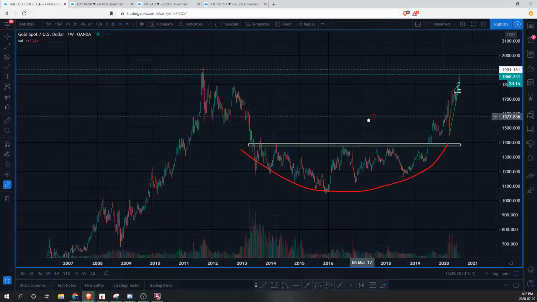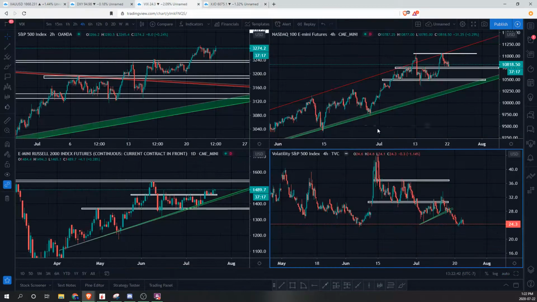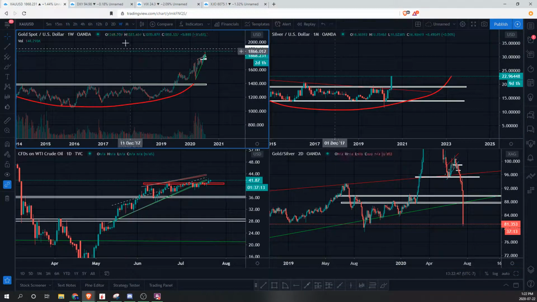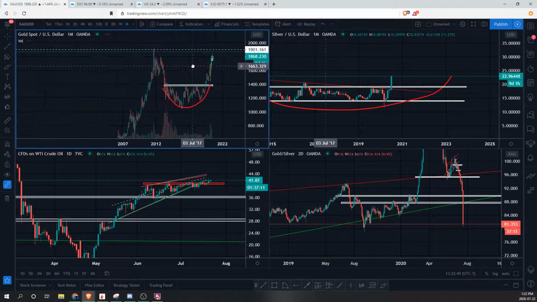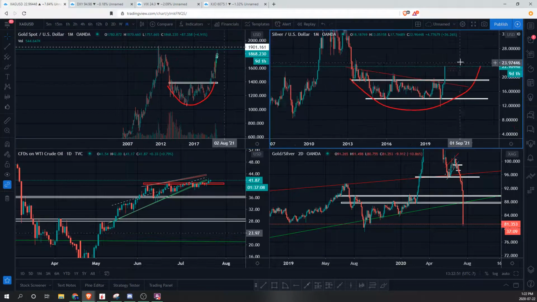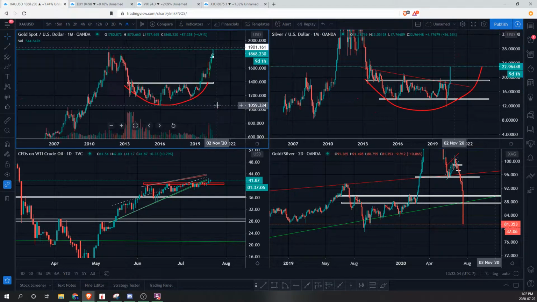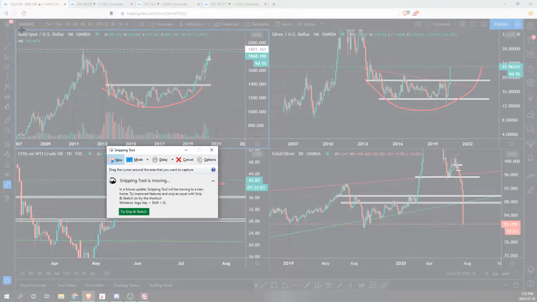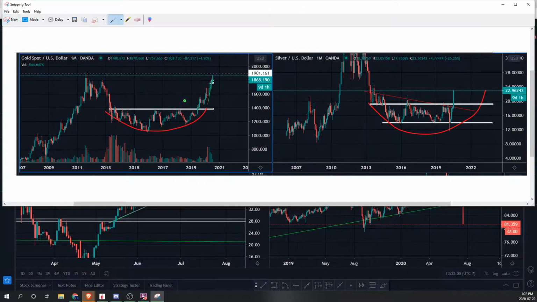We're on this monthly silver chart, so we'll go on the monthly on gold and just zoom out. And then let's get our snip and let's discuss what we can see for these two different metals. So in terms of gold, this was our base right here, and we broke out in late 2019.